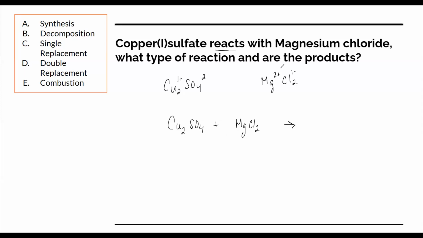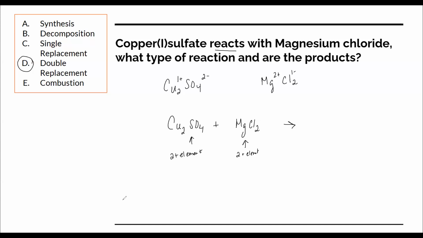What type of reaction? So now we go through, we have two couples. What's a couple? Two or more elements. Both sides have two or more elements, so these are both couples. So we have two couples, double replacement.